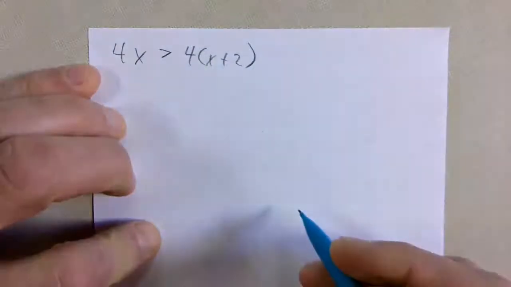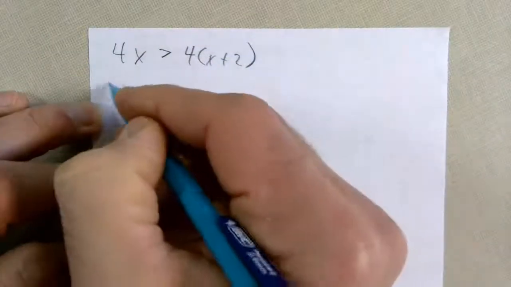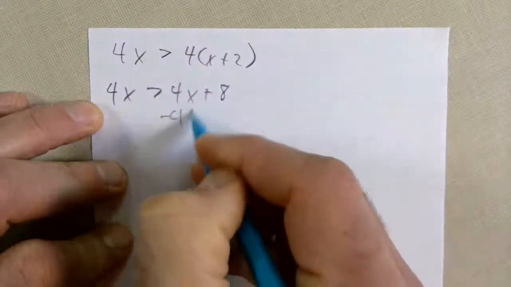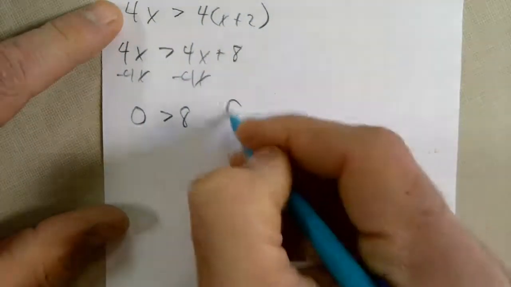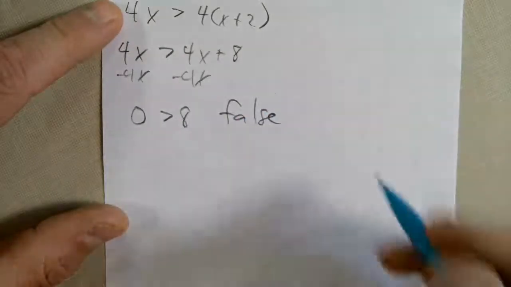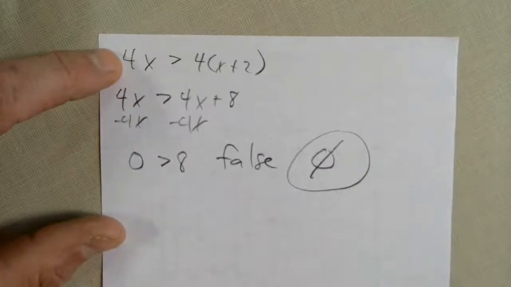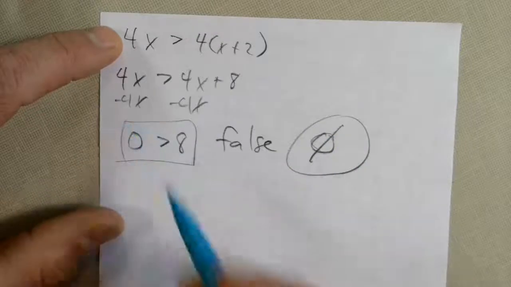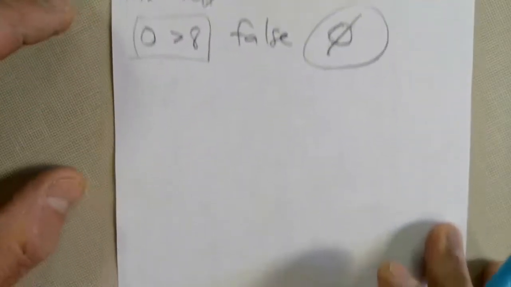Okay, this one's going to be a little tricksy, so watch what happens. First things first, get rid of the parentheses. So 4x is greater than 4x plus 8 minus 4x minus 4x. Uh-oh. 0 is greater than 8. That's false. And so there is no solution. There's no x that we can put in that would make this true. So sometimes if you end up with something that's false, then there's no solution, no answers, no graph.